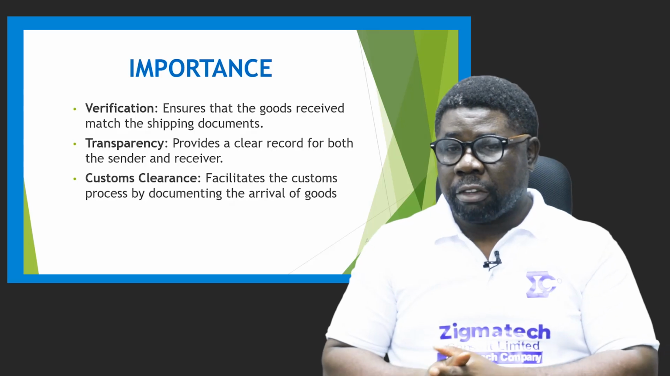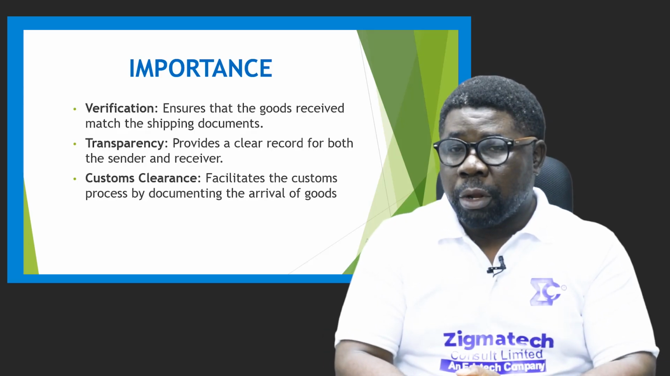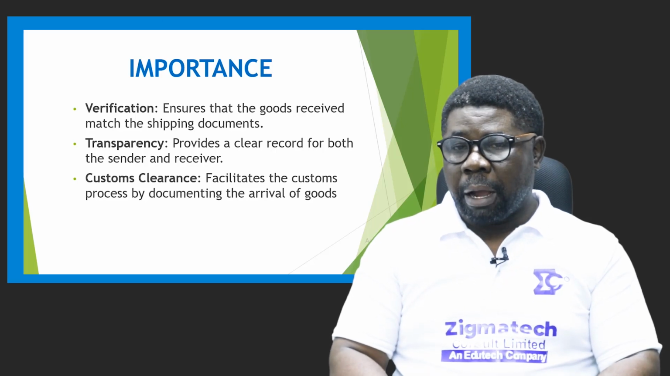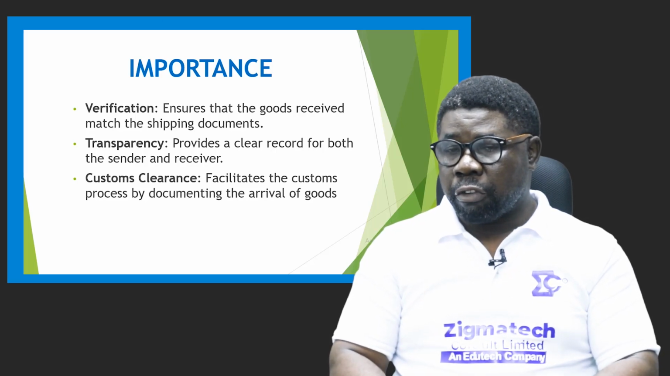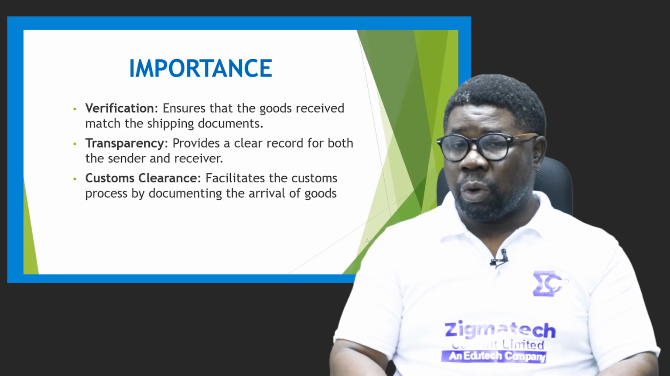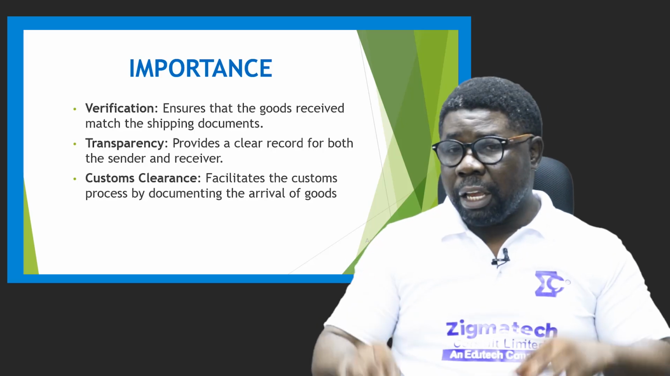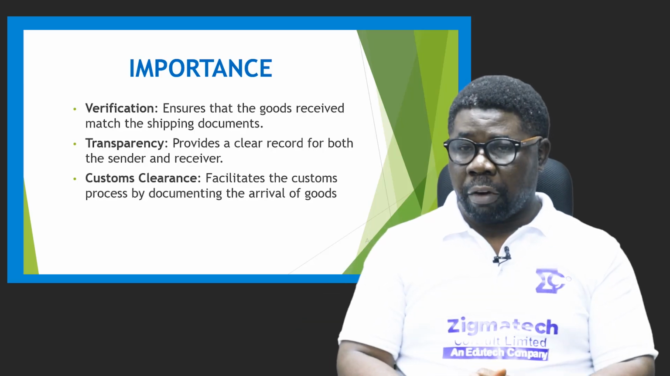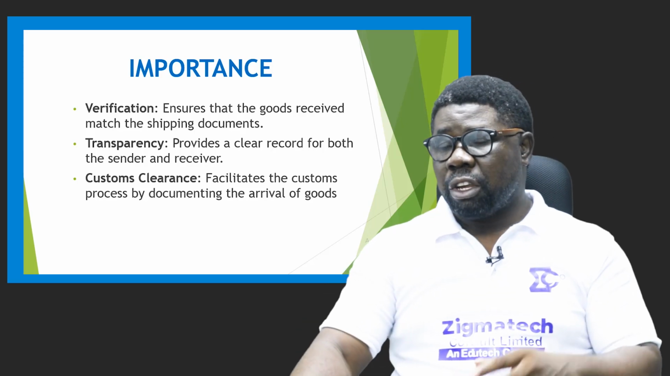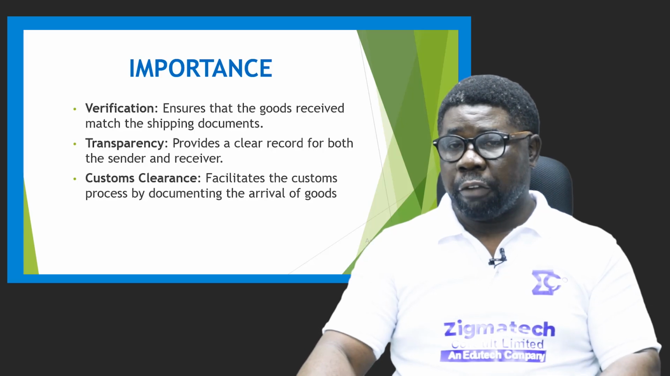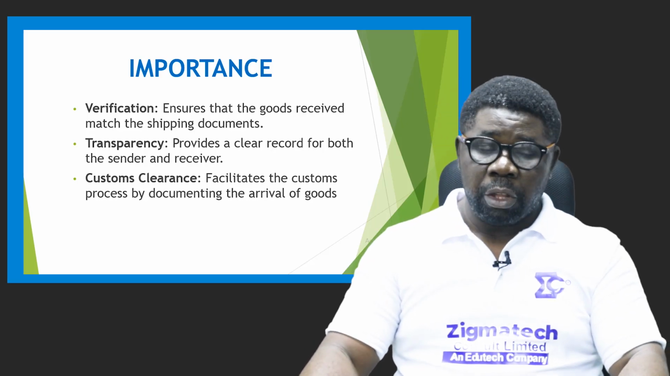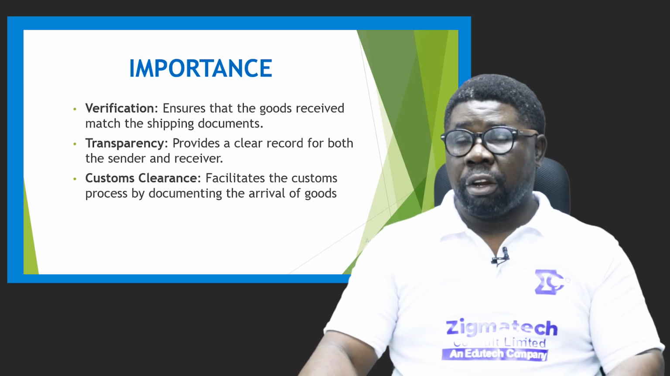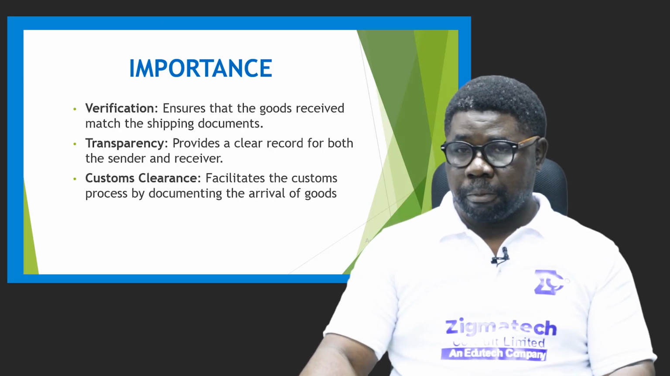So customs clearance as well is one of the importance of this. It helps to facilitate customs clearance, okay? By documenting the arrival of goods, customs also have access to them. So customs can lay hands on any of these documents at any point in time to process clearance, okay? Because it has information about the goods at different points in time. You can lay hands on any of these documents to facilitate clearing the goods to the importer.